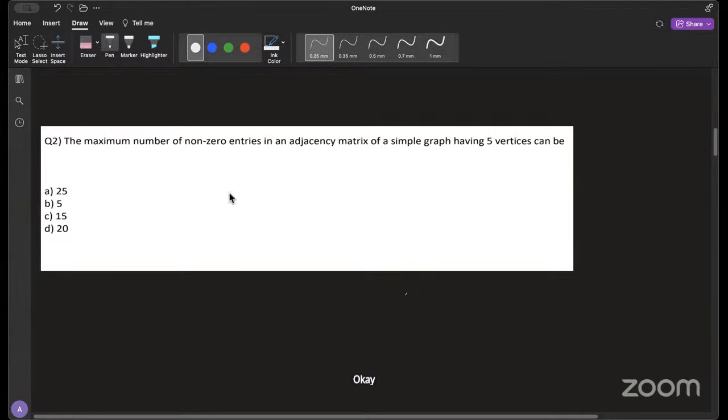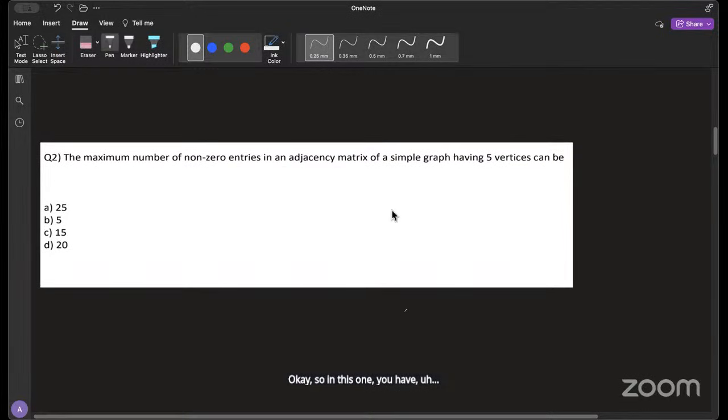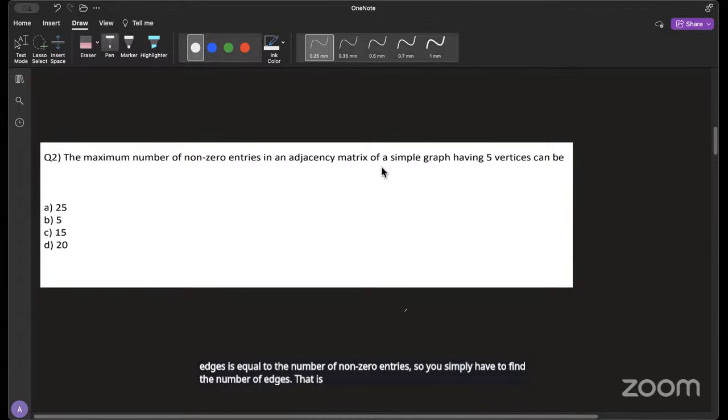Okay, so in this one you have to find the maximum number of non-zero entries in an adjacency matrix of a simple graph having five vertices. If you have five vertices, then the non-zero entries give you the edges, right? Each non-zero entry represents an edge, so the number of edges is equal to the number of non-zero entries. So you simply have to find the maximum number of edges possible.